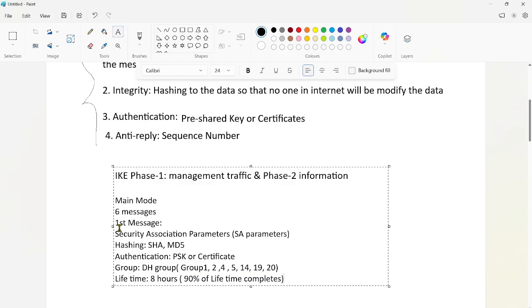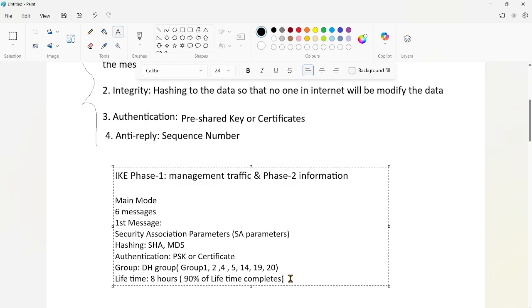Let's discuss this lifetime later. Once we complete all the messages in the main mode, I will discuss this lifetime, because if I tell you right now, you will get confused. I will tell you why we use the lifetime once the six messages are completed. Just remember that once 90% of the lifetime completes, the firewalls on both sides will renegotiate the parameters.